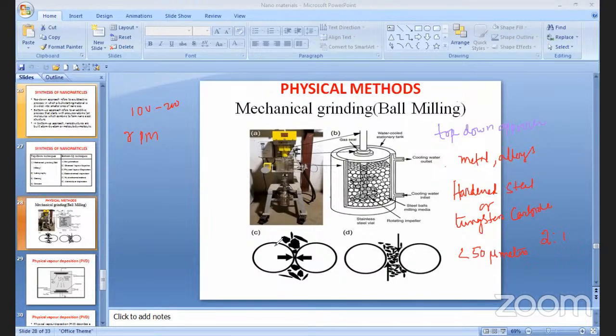Inside, you have the flakes and the hardened steel balls or tungsten carbide balls, whichever we have placed. They will be crushed by these balls, and after crushing, the size will become less, and slowly the size is going to decrease.